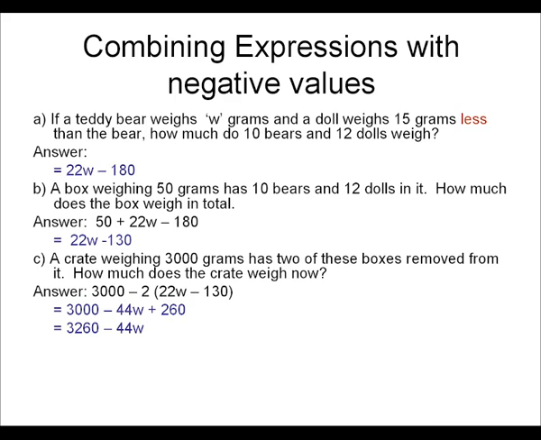And for each of the questions, I'm going to ask you to simplify, which means just tidy everything up, which means you don't leave 10W plus 12W, you combine it to make 22W. You don't leave, as in part C, 3,000 and plus 260. You combine that to 3,260 minus 44W. You tidy it up as much as possible, and then you give your answer.